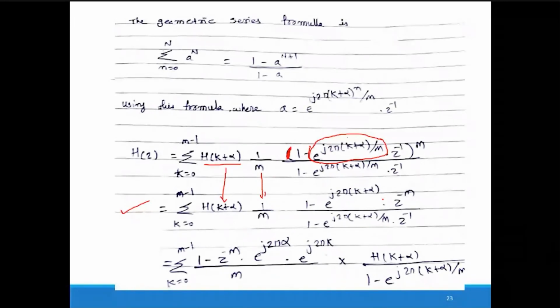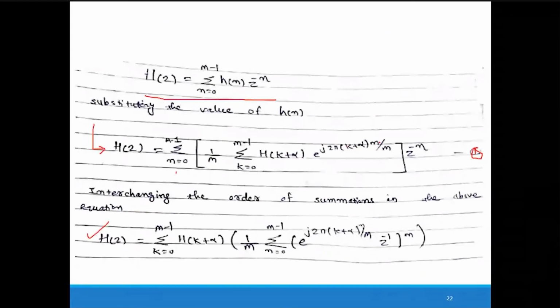A is equal to e raised to j 2 pi (k plus alpha) n by m. That should mean there should not be n over there, because when we go for the summation, we'll go for a to the power n and we'll get this formula. Here I'm using the small n. Whatever we are using in our equation is the smaller n, not the capital N.